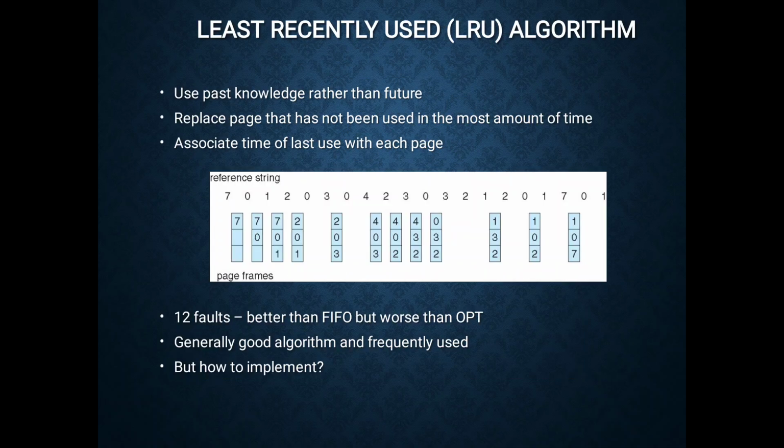In the least recently used algorithm, we use past knowledge rather than future knowledge. Don't worry about the future. Replace the page that has not been used for the longest amount of time. So we associate the time of last use with each page. This algorithm has 12 faults, better than first-in-first-out but worse than the optimal technique.